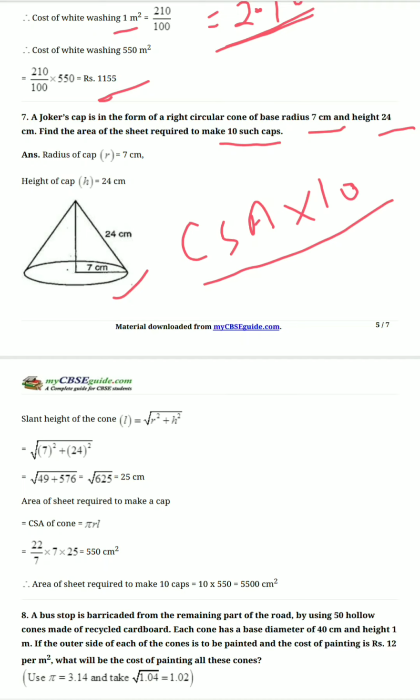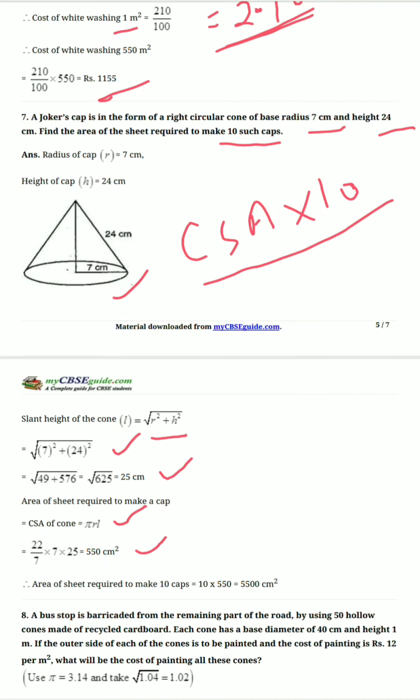Now here radius and height are given. So first of all we have to find the slant height. So L will be the square root of r square plus h square. On putting the value of r and h, we will get under root 625, which will come 25. So we have obtained the slant height. Let me find the curved surface area by using pi r L. It will come 550 centimeter square.